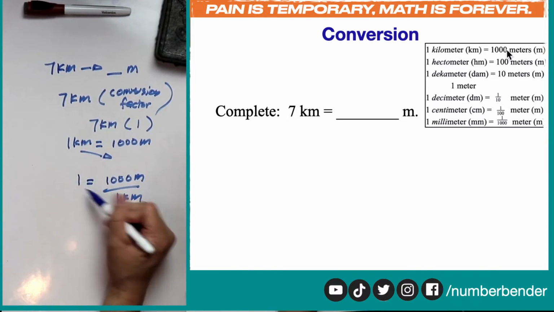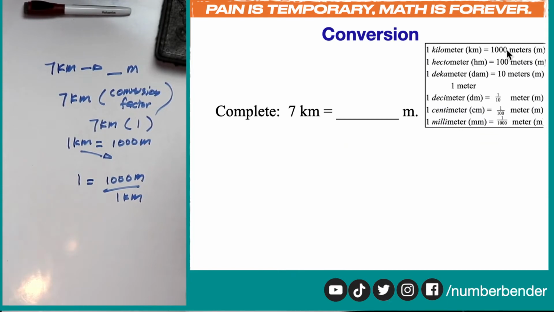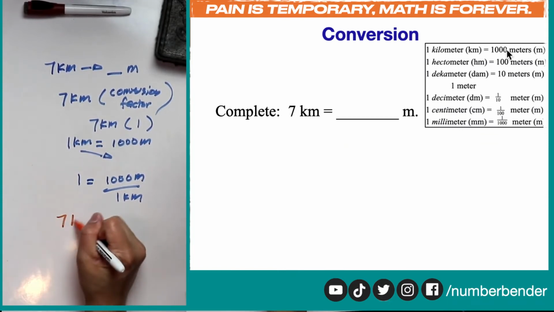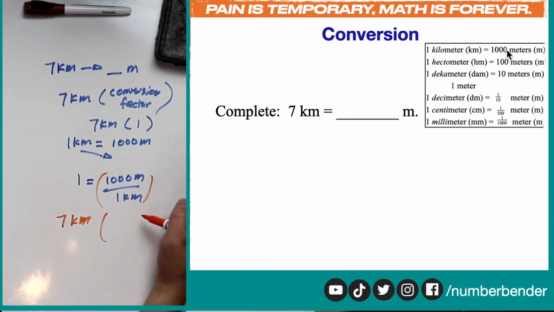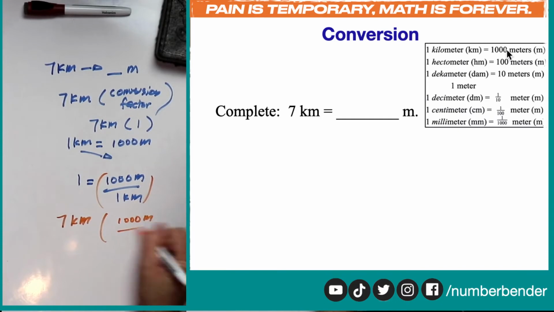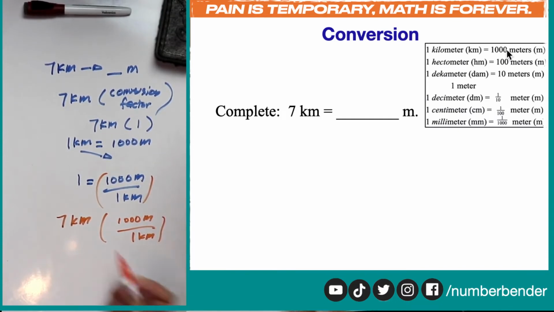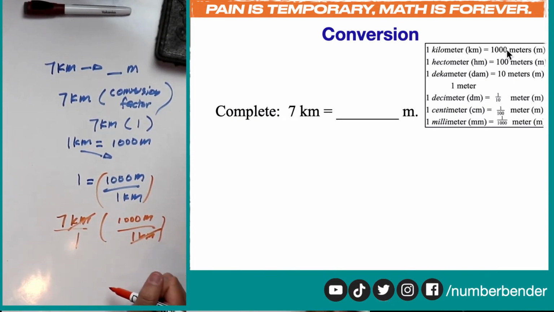So we still have a factor of 1 left in this part of our equation. Now that we have 1 equal to 1,000 meters over 1 kilometer, we're going to use that to multiply 7 kilometers by this conversion factor of 1, which is 1,000 meters over 1 kilometer. By doing so, we notice that we can now cancel the kilometer unit because they are the common term in our rational expression.